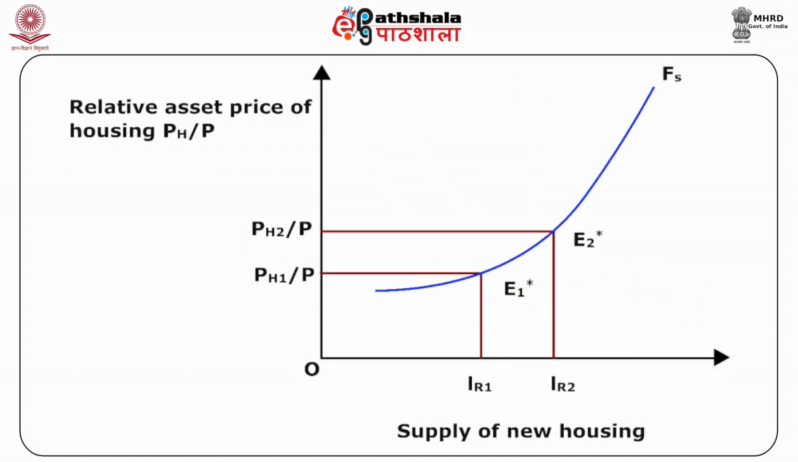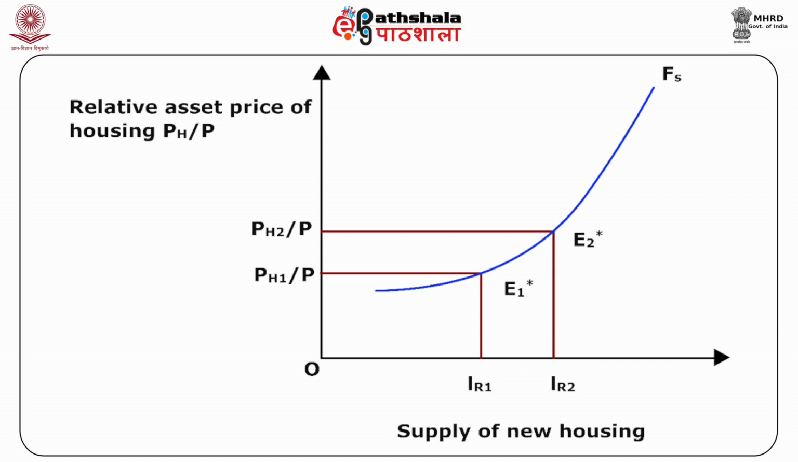Step 2. Relation between the relative price of housing and the supply of new houses. In the given figure, the x-axis measures the supply of new houses, that is the flow of residential investments that the construction companies make in a given span of time, while the y-axis measures the relative asset price of housing. The FS curve shows the supply of new houses is positively related to the relative asset price of the houses.